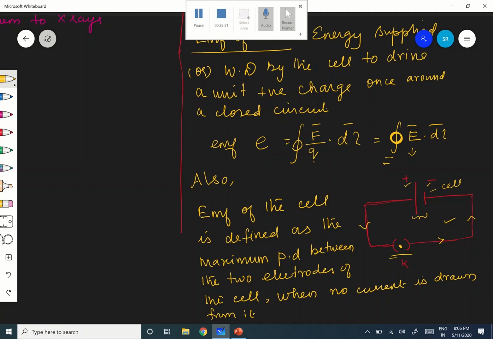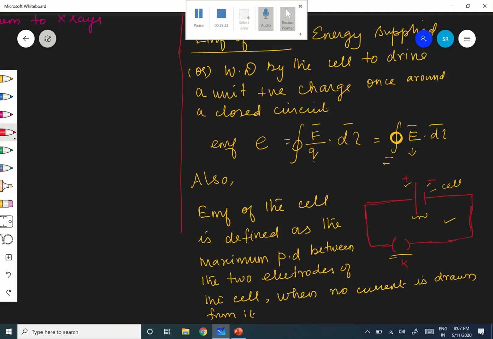It is called a closed circuit because the key is closed. What do you mean by an open circuit? Here, you remove this. This is what is called an open circuit. In the open circuit, there will not be any current. Here there is no current.